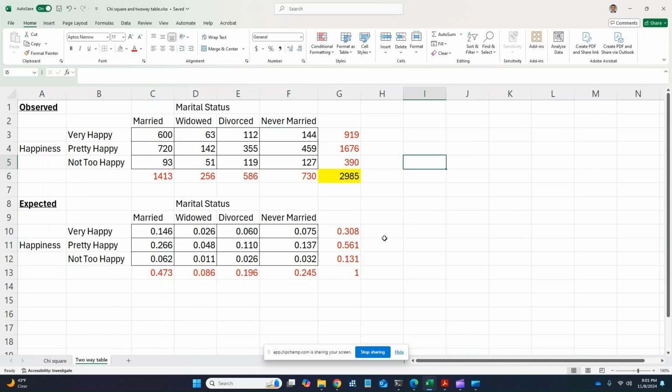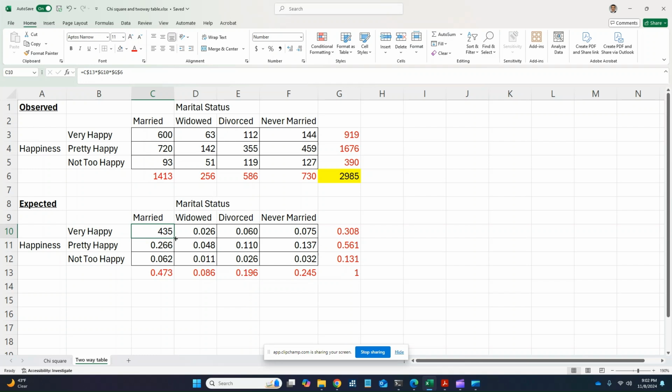So now that we have these expected values, we can calculate the numbers. So this proportion times 2985, I can just type it, or I can use the formula by clicking on this. Now I get to fix this G6 because this cell is going to move as I drag this cell. So fix G and fix 6 as well. So 435. That means if marital status and happiness are independent, we expect 435 people to be married and very happy. But what we observe is 600 people reported they are married and very happy.